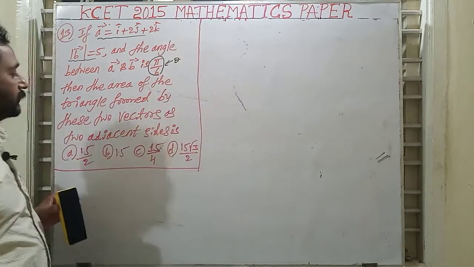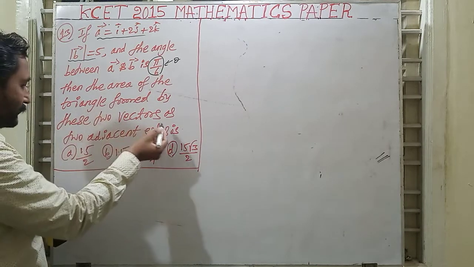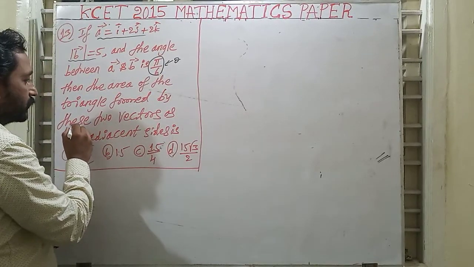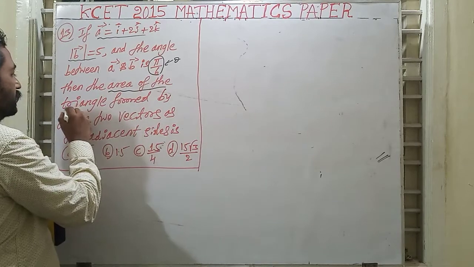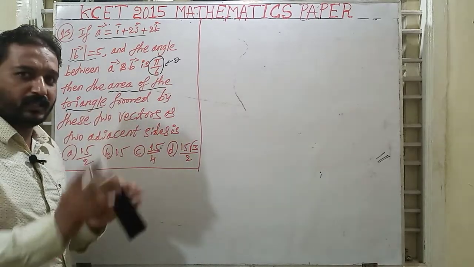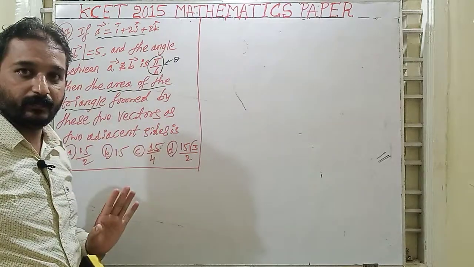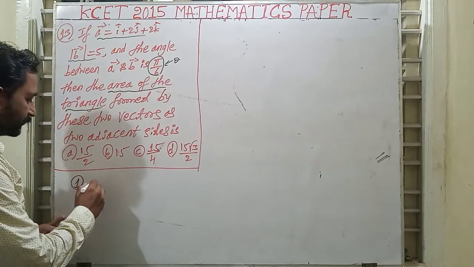Then the area of the triangle formed by these two vectors as two adjacent sides is to be found. So we have to find out the area of the triangle. Okay. So using these two formulas, we have to find out the answer. So only two formulas. First one, area of the triangle means what?